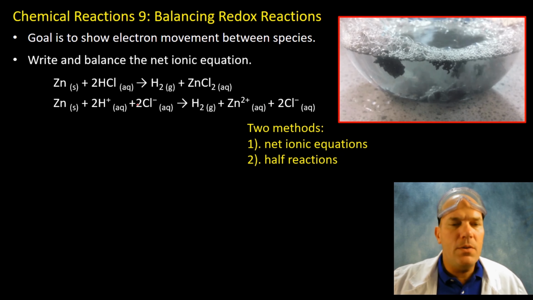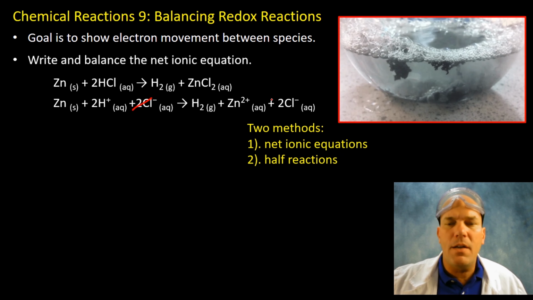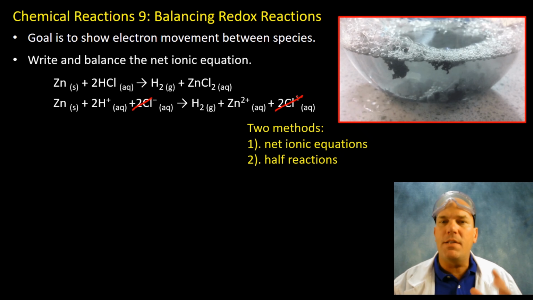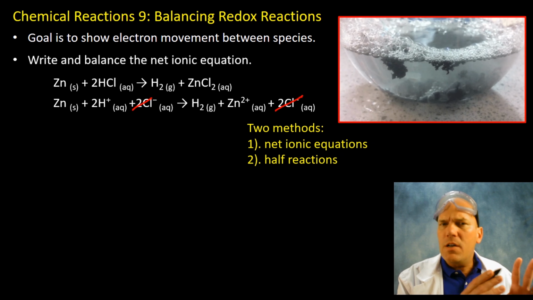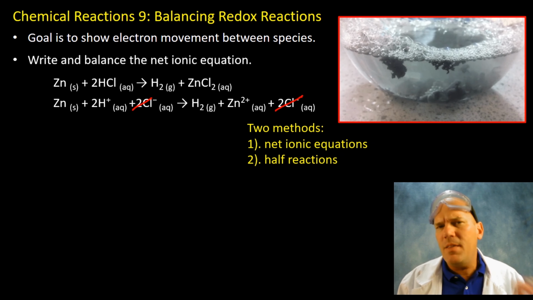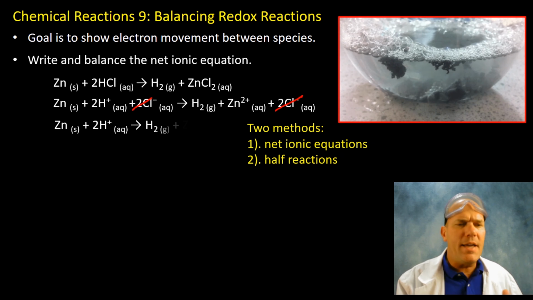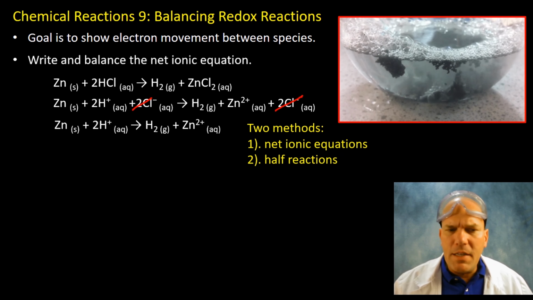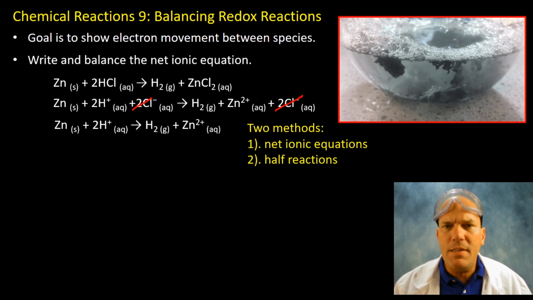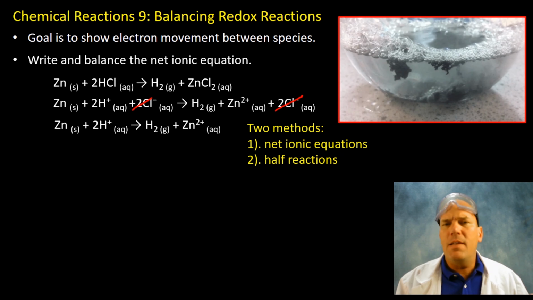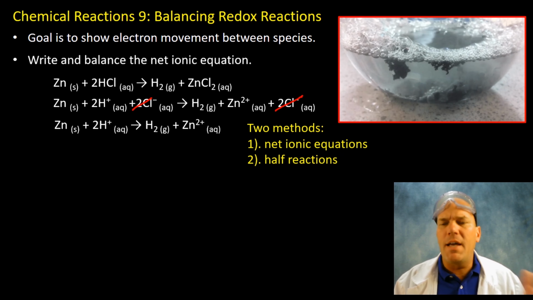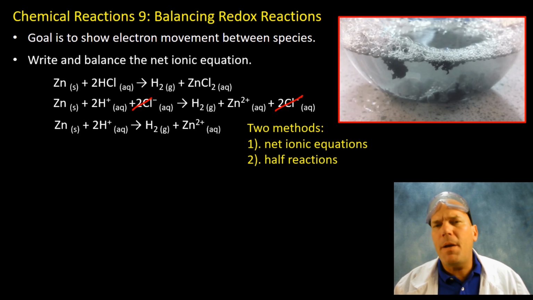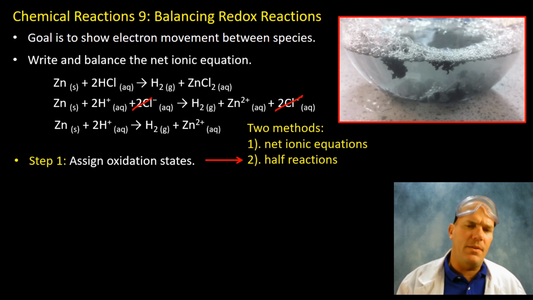Next, we're going to eliminate the spectator ions. So here we see that the 2 chloride anions occur on both sides of the reactions and thus are spectator ions. Next, we have our net ionic equation where we've eliminated the spectator ions, and this is our final net ionic equation. Now let's compare that to the half reactions method.